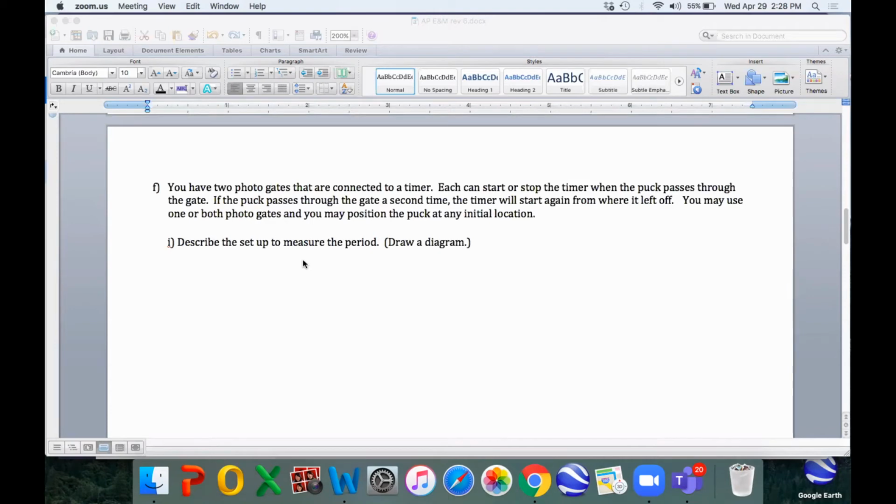Now, you know how they always like to make us think about lab work? That's what they're going to want to do. What if you were given 2 photo gates and they're connected to a timer? Each can start or stop the timer when the puck passes through the gate. If the puck passes through the gate a second time, the timer will start again from where it left off. So if it passes through a second time, it's not going to do you any good. You may use one or both photo gates, and you may position the puck at any initial location. What would you do to measure the period? Now, you want to think about that for a second?